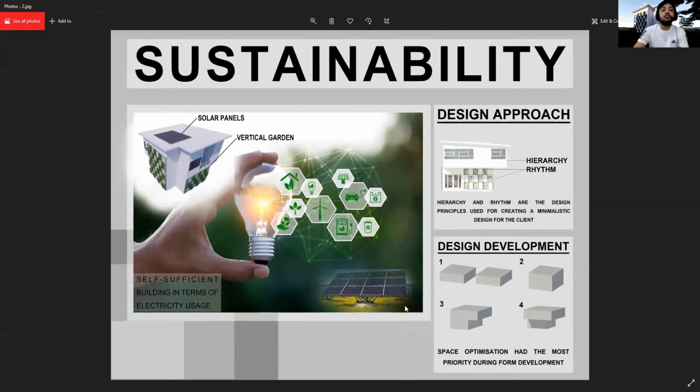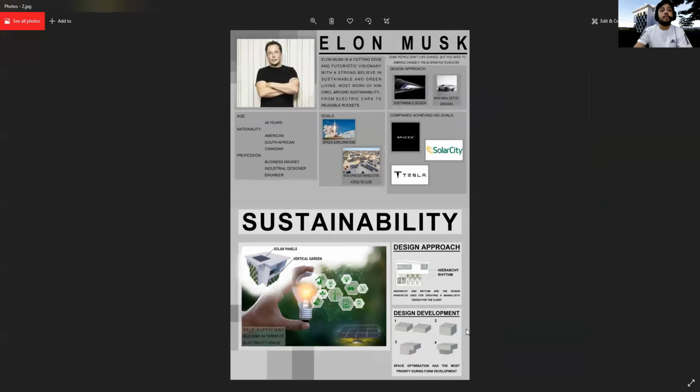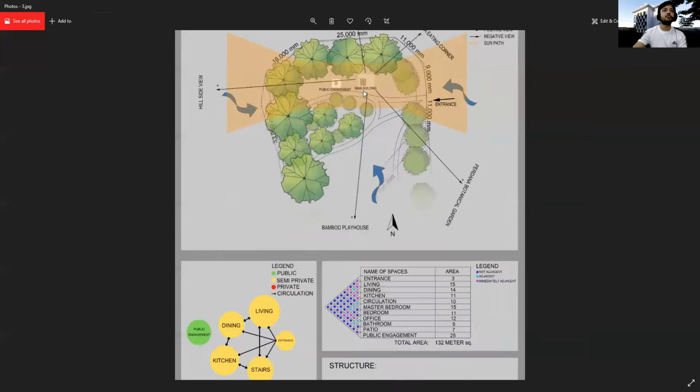Okay, so for design development, I used this type of method to develop the design. And basically, space optimization had the most priority during form development. This is the site response that I did for my project.